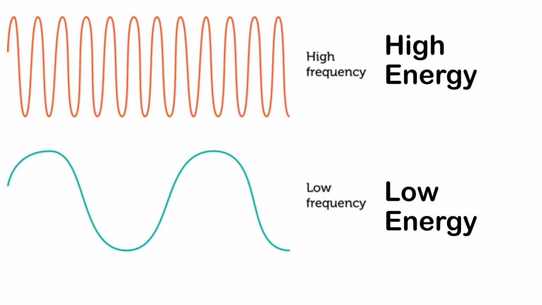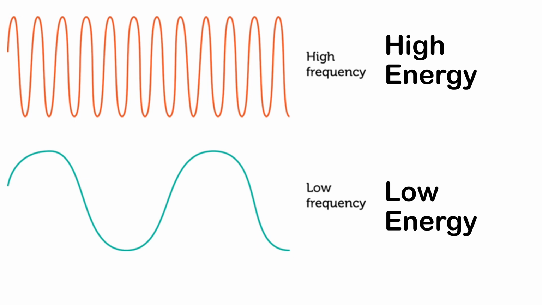All right, so just an image right here. At the top, you have a high frequency, high energy wave, and then at the bottom, it's low frequency, low energy. So think about if you had a rope. If you're moving the rope up and down to try to get waves, you see two waves at the bottom, and at the top you have many waves. Which one is going to require more energy for you to do?